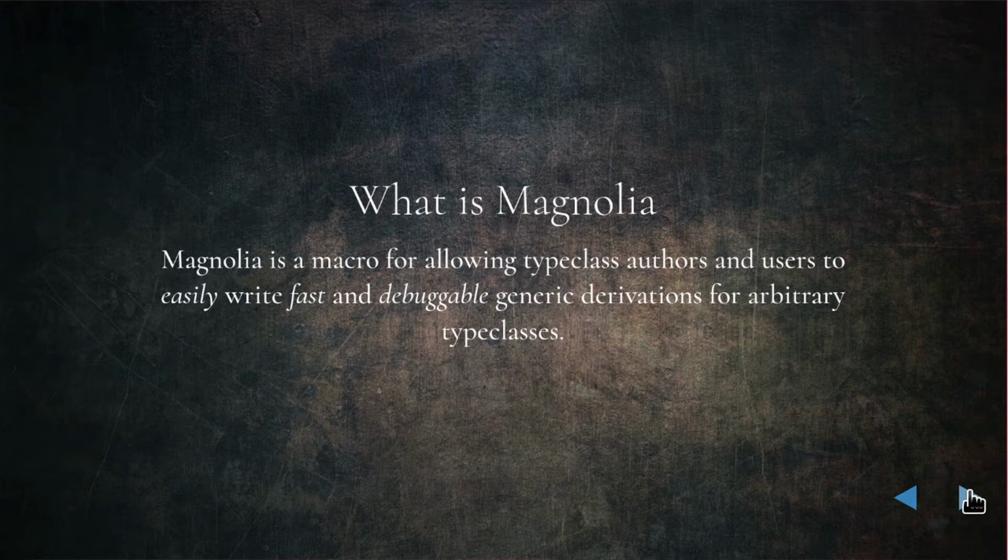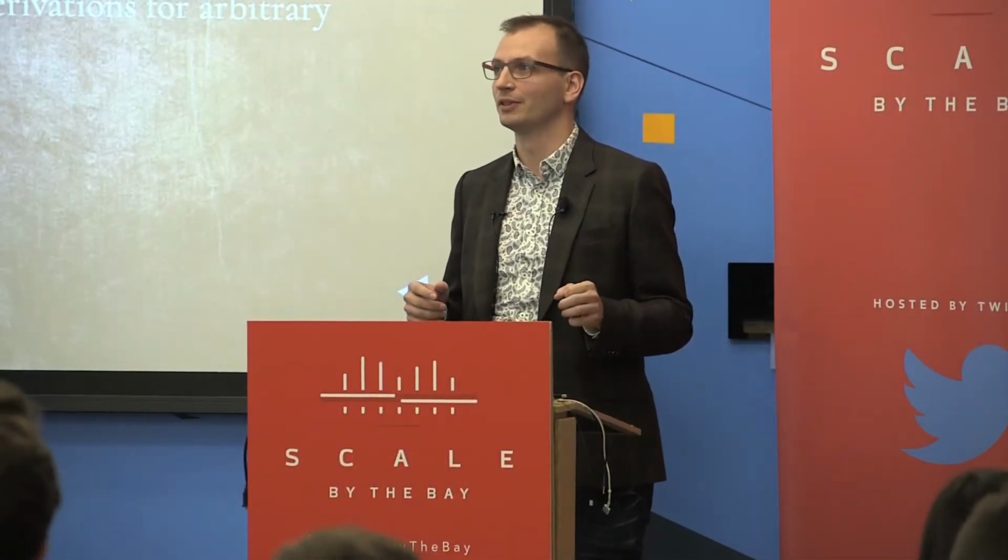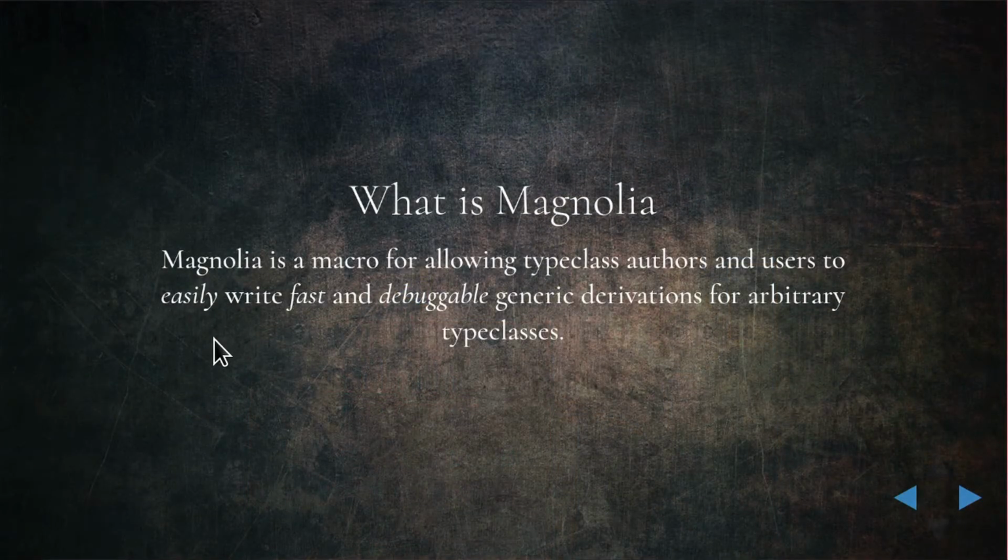So it is basically just a macro. It's a larger macro than the macros in Shapeless, but it allows typeclass authors and users to easily write fast and debuggable generic derivations for arbitrary typeclasses. So I've italicized 3 words here: easily, fast, and debuggable. These are 3 key things I wanted to improve on the state of the art.